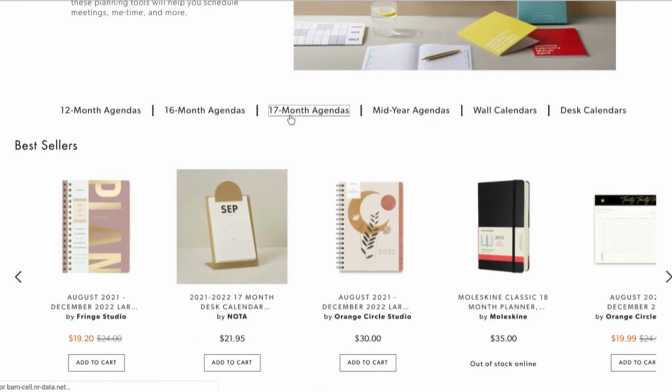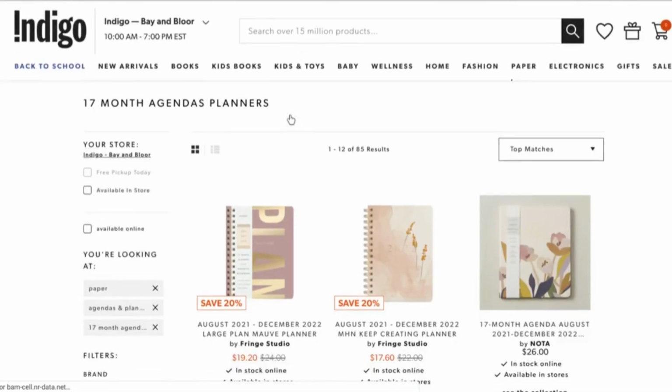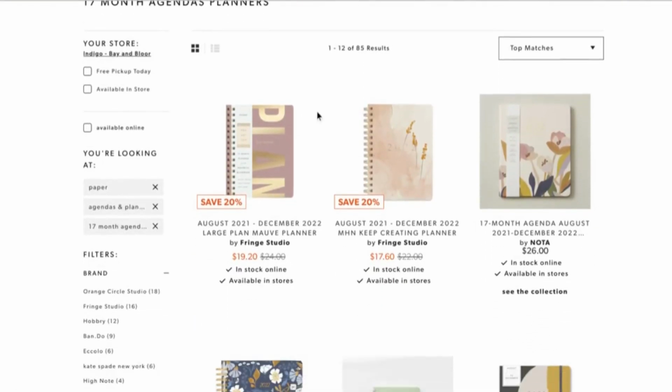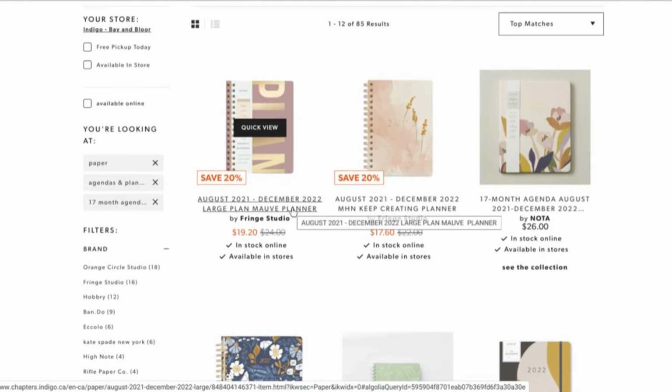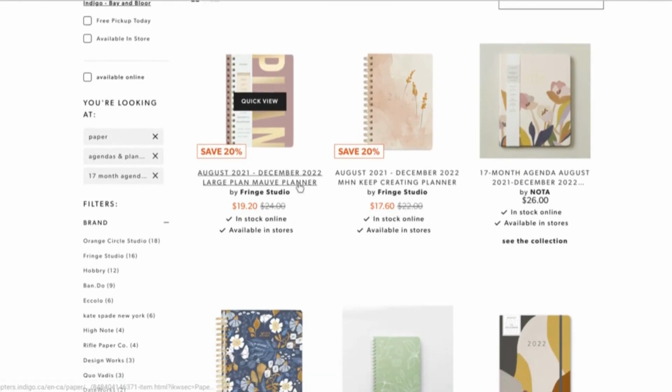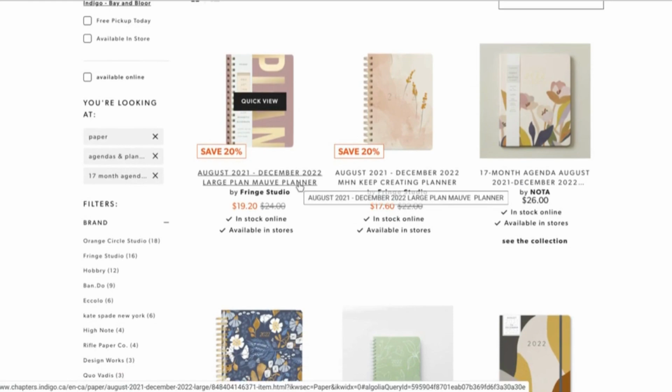And then these 17-month agendas that actually go from August to December. So that's very interesting. That's something that you could potentially be creating right now very, very quickly. And that's something that people would be interested in buying currently.